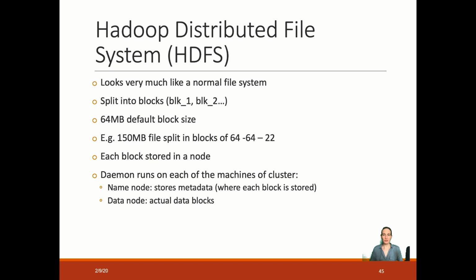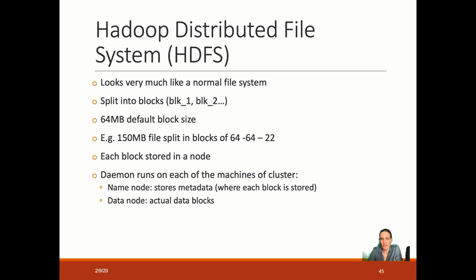Now, let's dive into how this Hadoop file system works, the interesting stuff. It looks very much like a normal file system. And again, this is not a course on operating systems, so I'm not going to repeat that, but I will tell you that all the data is split into blocks with a default block size of 64 megabytes. You can change it, it's just the default. So if we have a file of 150 megabytes, it is split into three blocks, 64, 64, and the remainder. And each block is stored in a node. Simple enough.